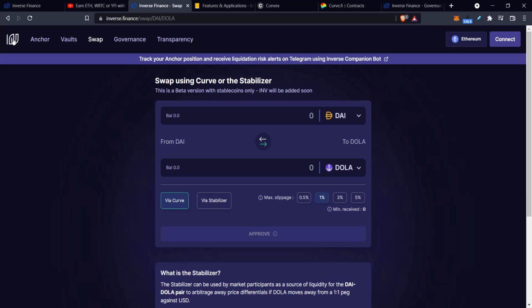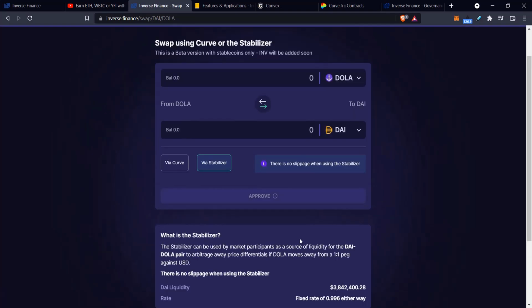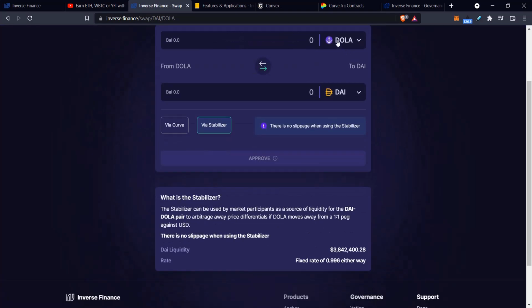Now, like I said, Inverse Finance produces the DOLA stablecoin. It's a US dollar pegged stablecoin, and there are two ways to swap for it. One is via the stabilizer. So if you wanted to swap, let's say, from DOLA to DAI, or from DAI to DOLA, then you could do so here. And there's zero slippage, but there is a fee of 0.4%.